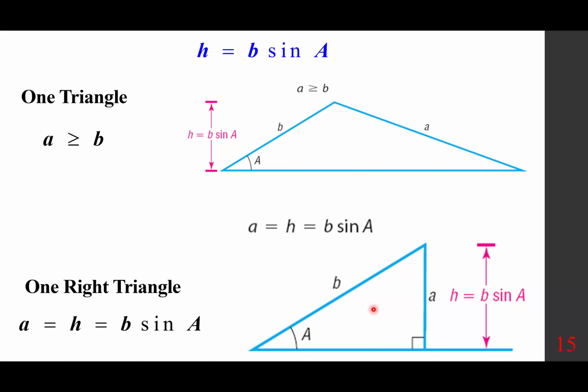So that's why it's called the ambiguous case. We come up with different situations. So let's look at an example of this, everybody.